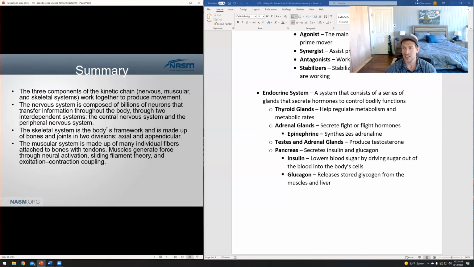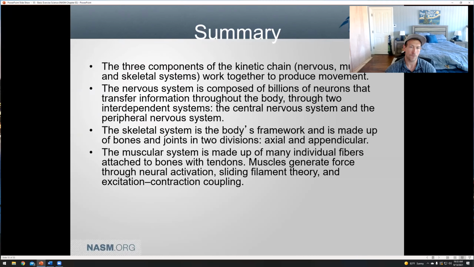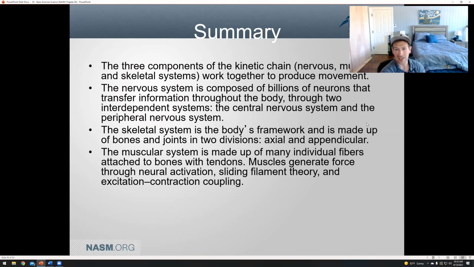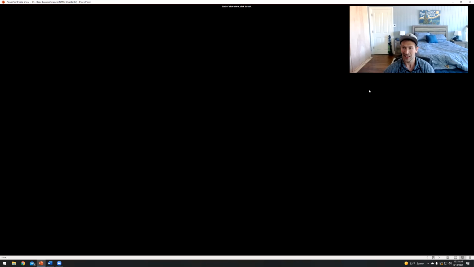So, summarizing everything up, that was a whole freaking bunch of information. That was 5 days summarized into one big PowerPoint there. That's your entire NASM chapter 2. But summarizing everything up, you've got your kinetic chain. That's your nervous system, your muscular system, and your skeletal system. The nervous system is controlling everything. Your skeletal system is this framework that needs to be manipulated, and your muscular system is going to manipulate that skeleton under the control of your nervous system. And I could just loop around and it's a circle, they're all working together. They're all linked together.